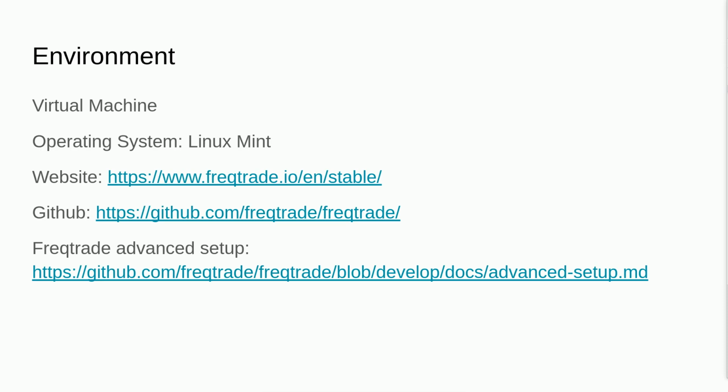In this video, I'm running Linux in a virtual environment with Linux Mint as my distribution. In a previous video, I have shown how to install freqtrade on this virtual machine. I will leave a link in the description to that video. You can get freqtrade from the website or from GitHub. The setup I show in this video is inspired by the settings that are written on the advanced setup page, which you can find in the GitHub repository from freqtrade.